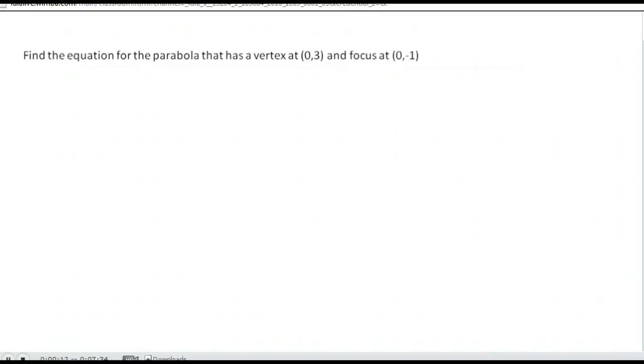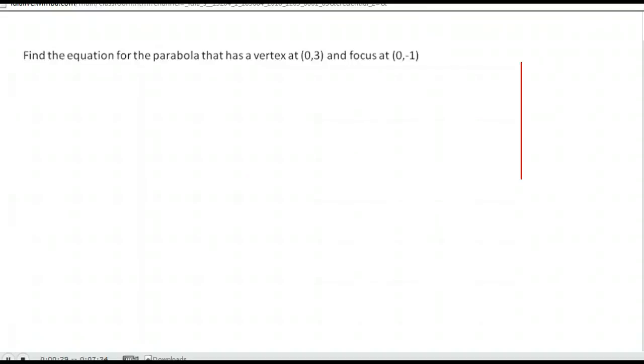Okay, so they're going to throw a few questions at you that ask you to find the equation for a parabola when you're given parts of a parabola. And some of these parts you may have not worked with before. So let's talk about the parts of a parabola as we do this.